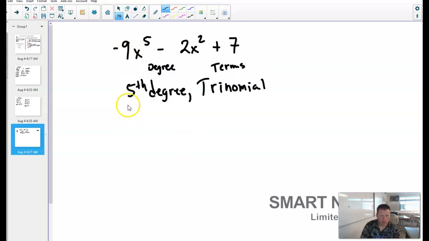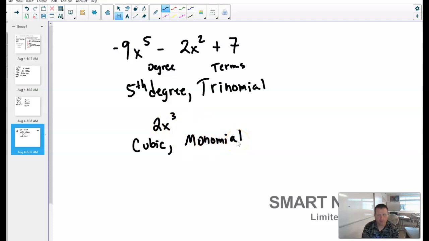Let me give you another example. Let's say we had 2x to the 3rd. Again, I would call this by its degree a 3rd degree, or if you remember its nickname, we're going to call it a cubic. Okay, and by its terms, there's only one term, so this would be a monomial. Is how we're doing this.